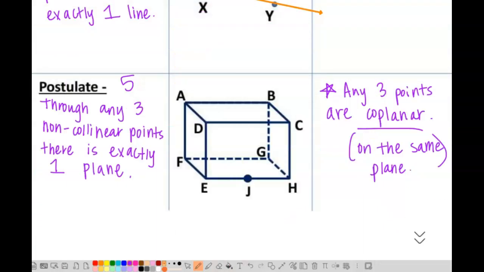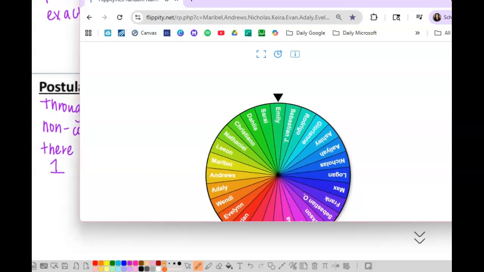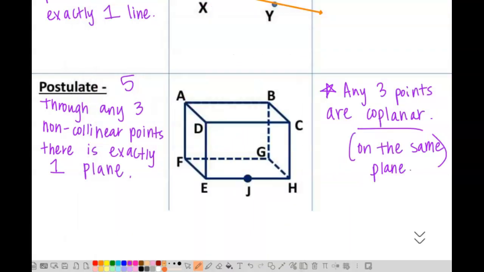Evan, are points A and G coplanar? Yes. Good job. Sarai, are points J and B coplanar? Are they on the same plane, the same flat surface? No, they're not. Good. Good job.